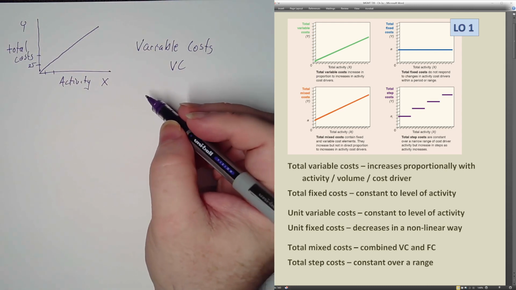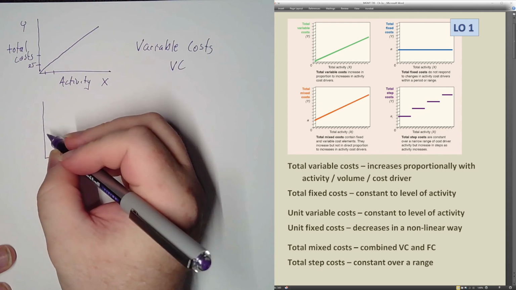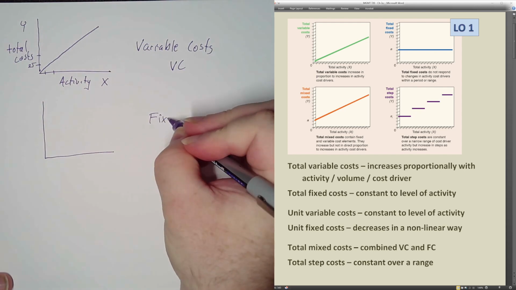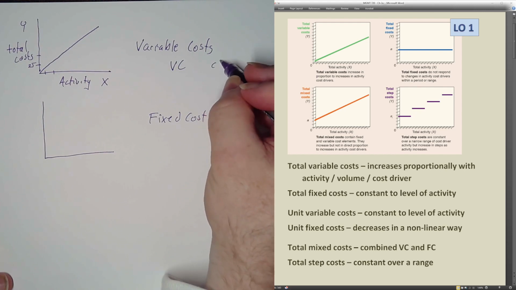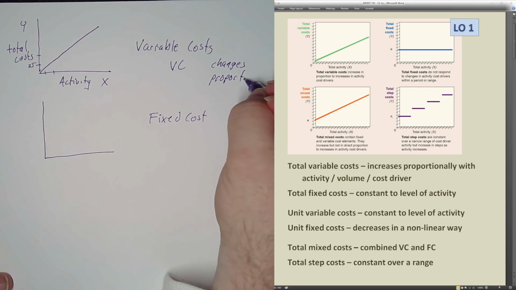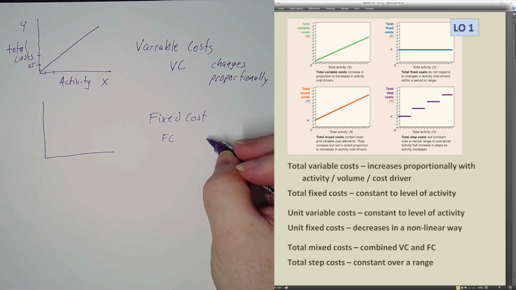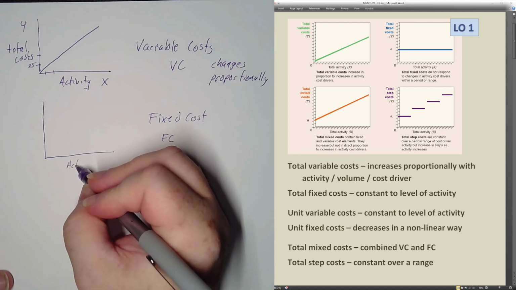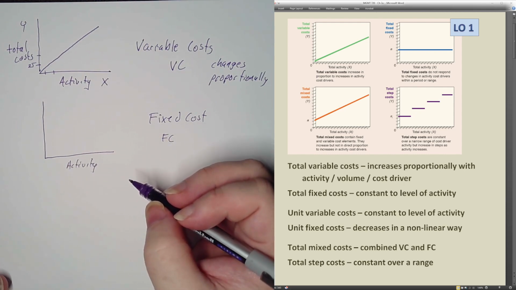The next type of cost is total fixed costs, and its behavior is going to look a little different. If we have a bike shop, a fixed cost is a type of cost that does not change. So this one changes proportionally, and this does not change in relation to activity. If we have activity here, and this is the number of bikes we're building, what sort of costs would not change?